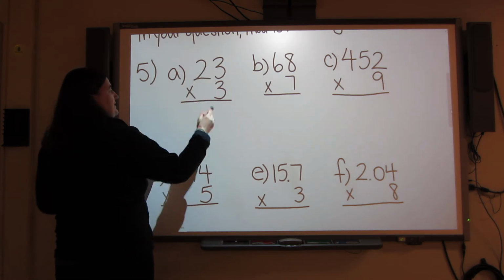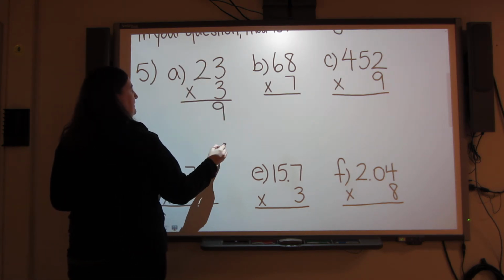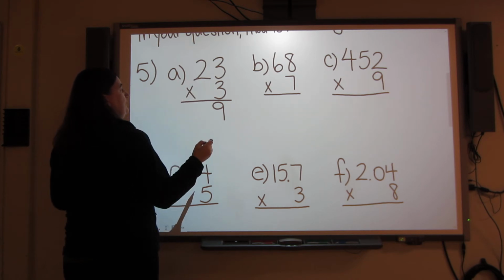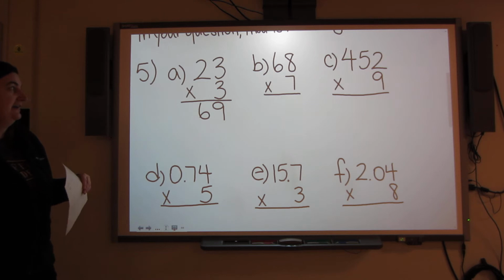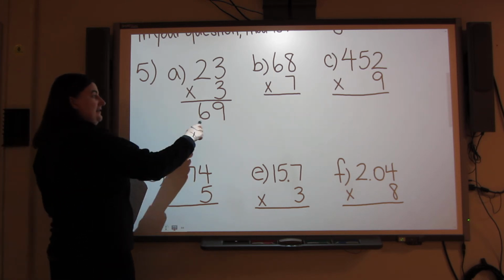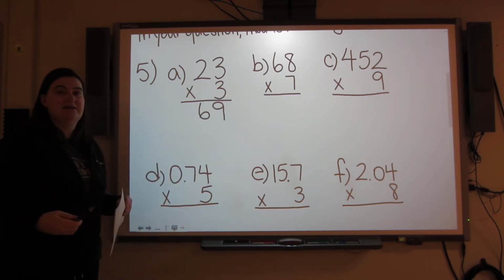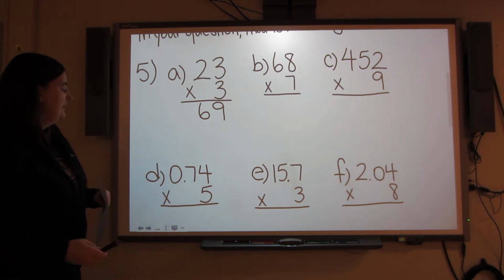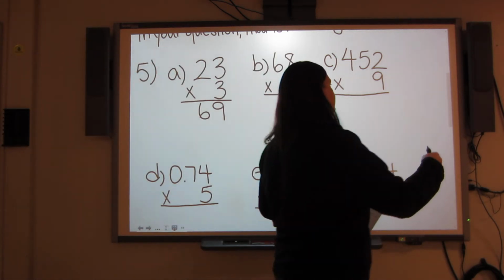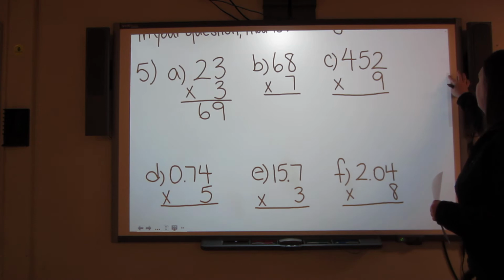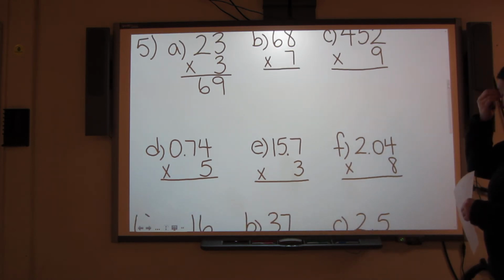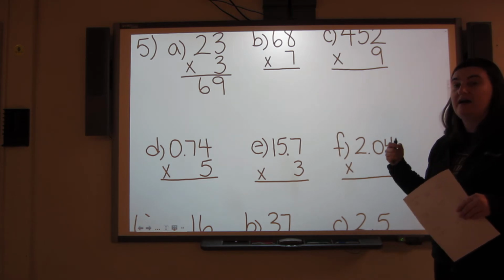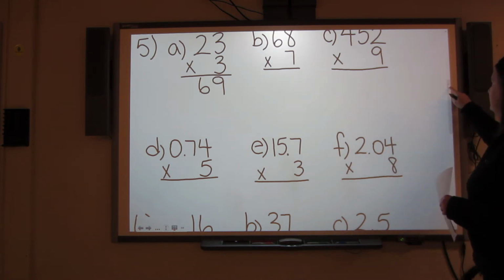3 times 3 is 9. 3 times 2 is 6. I didn't have to carry. I only have one answer line because I only have one digit. Let's take a look at D. Now remember, you can pause these videos anytime to make sure that you're writing these down.